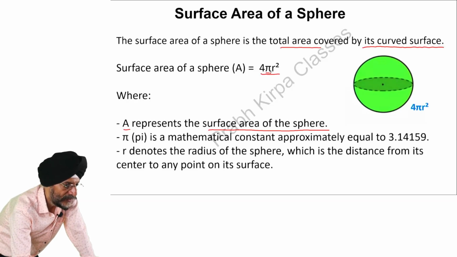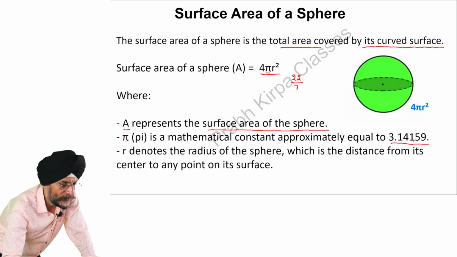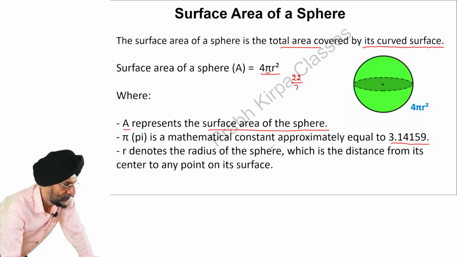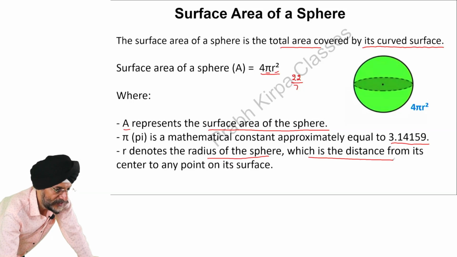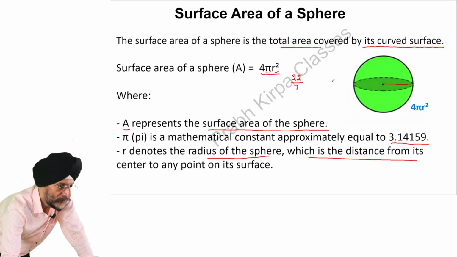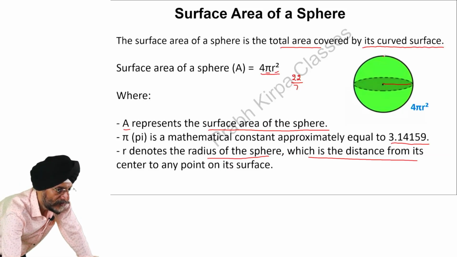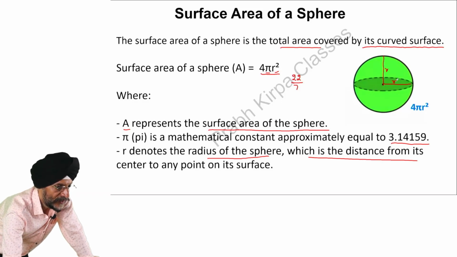Pi is a mathematical constant and it is approximately equal to 22/7 or 3.14159. In this case, r represents the radius of the sphere, which is the distance from its center to any point on the surface. You can see here that this is also known as radius.